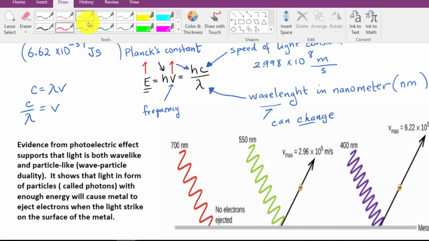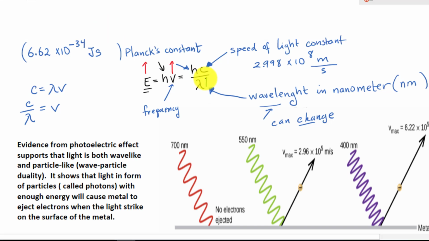What happens when I increase lambda, the wavelength? What happens to the energy in this case? Well, look at this. The wavelength is on the bottom. So if we divide by a larger number, this number is going to decrease. You see how that works? And why do I care about h and c? Because those are two constant values.